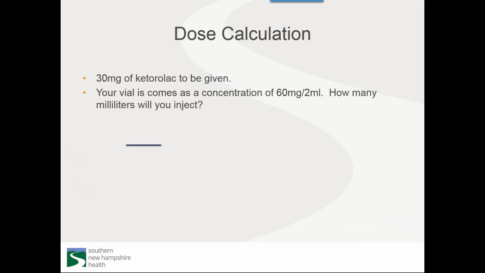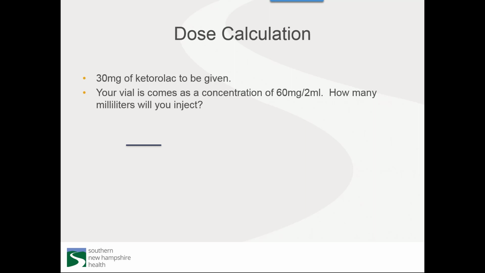Now, you might also need to do some dose calculation. Let's say that Dr. A clarifies and says that we're going to give 30 milligrams of ketorolac IM. So you get to the med room and you see the vial is 60 milligrams per 2 mils. So now you got to figure out how many milliliters you draw up. So this is math, and it's really not too complicated, but it's important to understand what you need in terms of which numbers and where to put them.